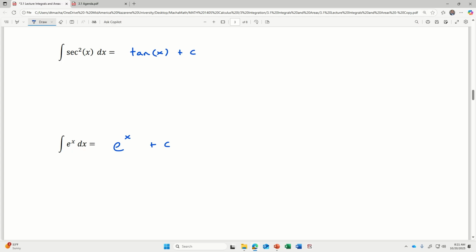I'm not going to take off all the points if you don't write plus c, but if you don't write plus c, I'll take off 1 point for every plus c that is missing from your test. It's that important.